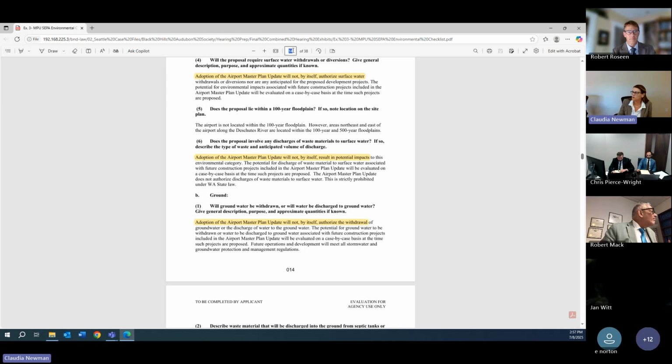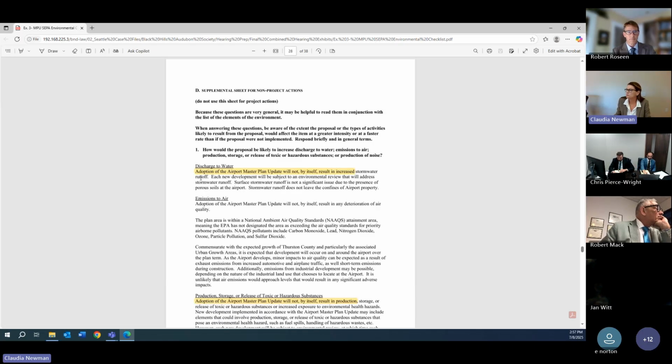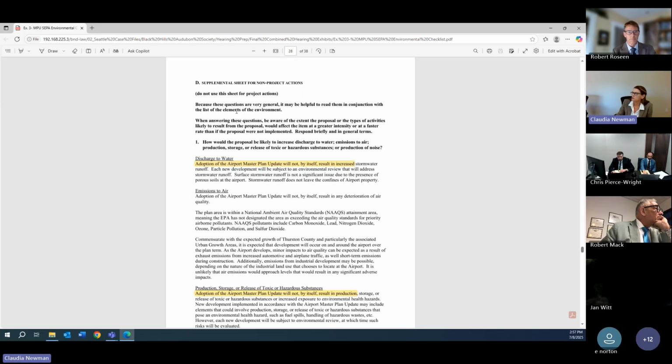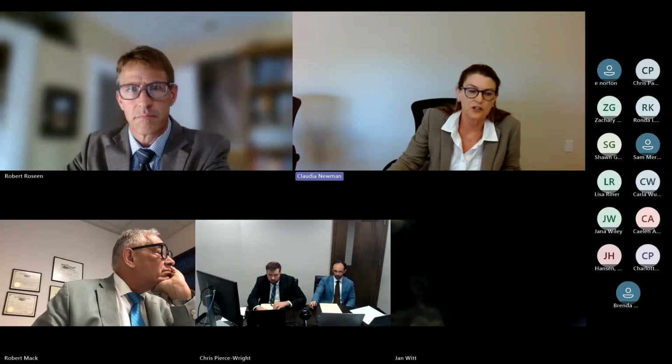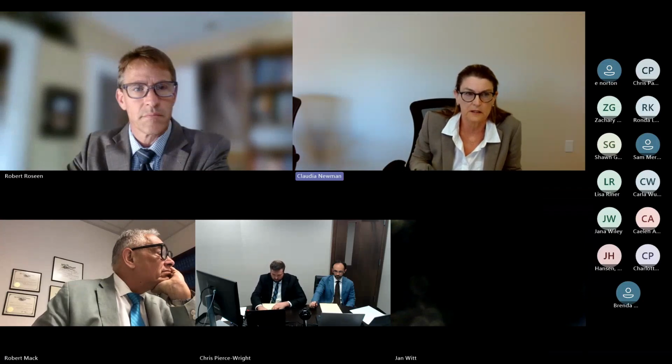And then I'm going to also go to a second section, page 028, which is the supplemental sheet for non-project actions. And again, it says adoption of the airport master plan update will not by itself result in increased stormwater runoff. Each new development, same answer. Do you have any concerns as a stormwater engineer, based on your experience and knowledge, about this approach with respect to an assessment of stormwater impacts prior to adoption of the master plan update and the designation of a preferred alternative plan?